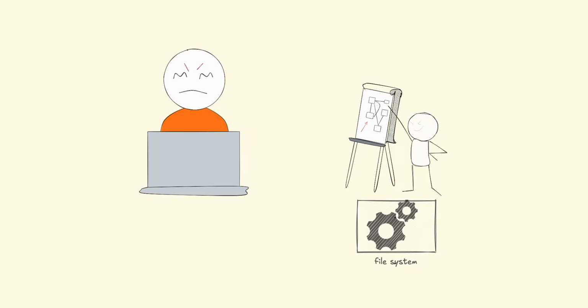Pretty neat, right? The file system is basically your behind-the-scenes organizer, keeping track of everything so that you don't have to.